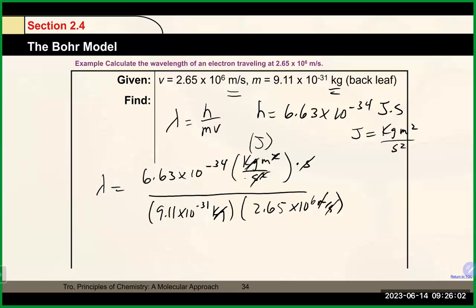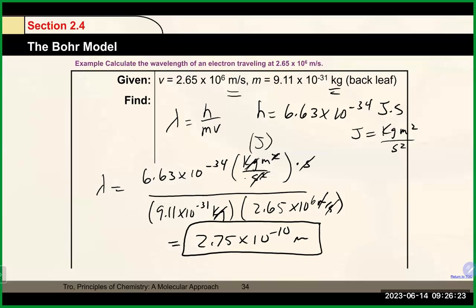Make sure that you are using your exponent button: 6.63 times 10 to the minus 34, divided by 9.11 times 10 to the minus 31, and divided by 2.65 times 10 to the 6. That's going to give us a de Broglie wavelength of 2.75 times 10 to the minus 10 meters. Once again, we just calculated basically a wavelength for a particle, and it can have wave-like functions. And again, that electron is sort of tied to the nucleus, kind of like your guitar string, as it's moving around, which keeps it there in place, if you will.